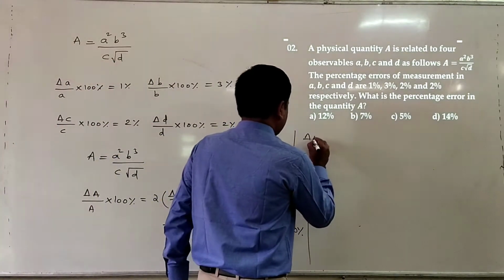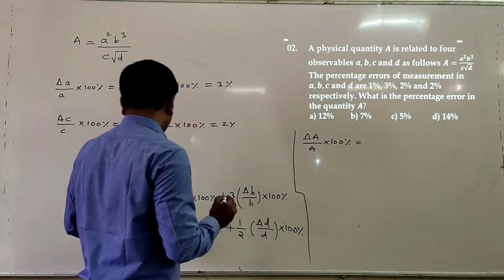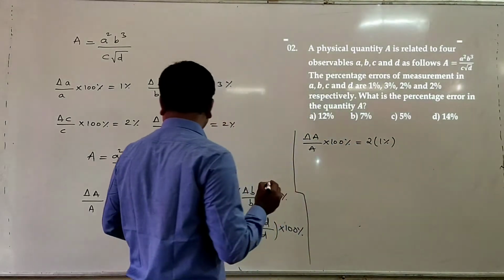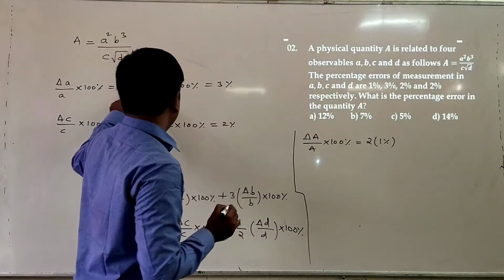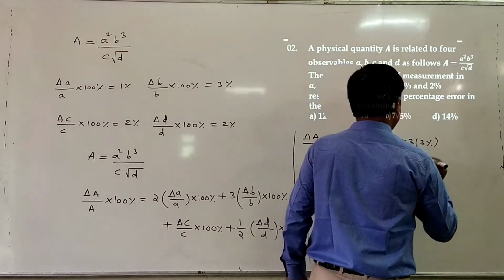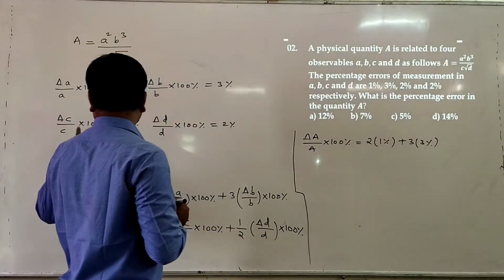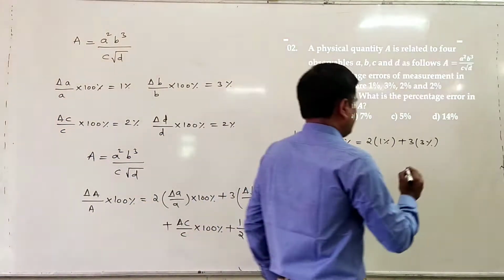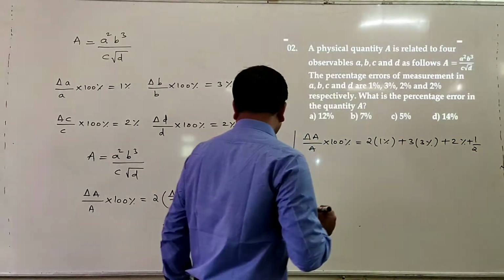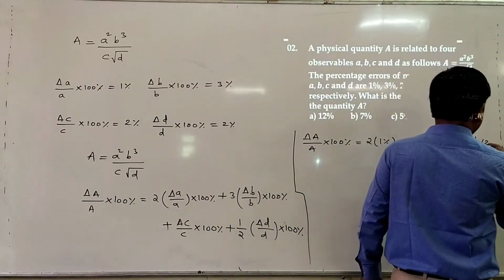Now delta A by A into 100%: 2 into 1%, since this value delta A by A into 100% is equal to 1%. Next, 3 into 3%. Next, delta C by C into 100% is 2%. Next, plus 1 by 2 into delta D by D into 100%, which is also 2%.